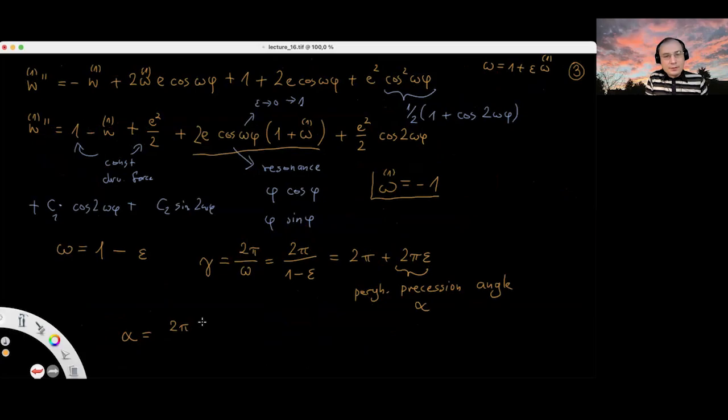So this is 3gm over p, meaning 6 pi gm over p. p is a dimensional quantity. It has the dimension of meters, and it's called the semilatus rectum in Keplerian orbit theory. It's important just to remember that it's equal to a(1 minus e squared). This is from the theory of Keplerian orbits.